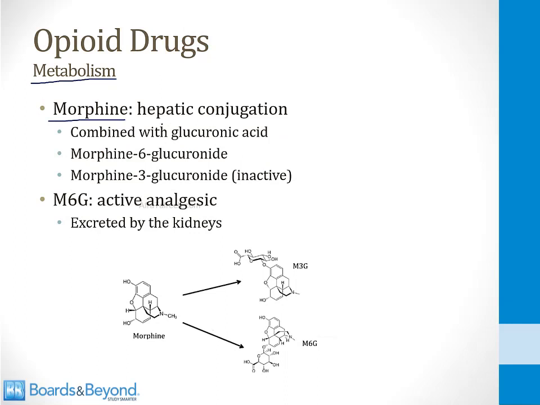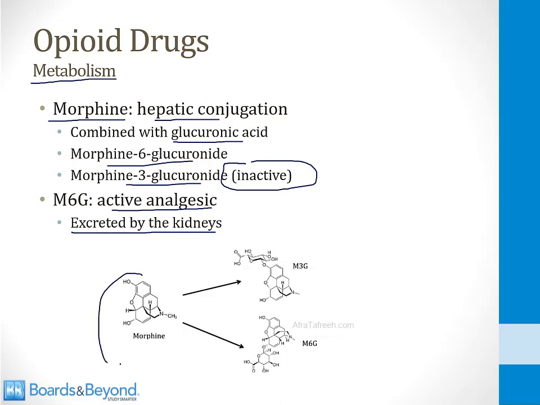Morphine undergoes conjugation in the liver where it's combined with glucuronic acid, and it can form one of two molecules, either morphine 6-glucuronide or morphine 3-glucuronide. Now M3G is inactive, however M6G is an active analgesic with properties similar to morphine. It's eventually excreted by the kidneys, but in patients who have renal failure, one of the reasons they can develop toxicity from morphine is not from the morphine itself, but from the M6G metabolite, which is renally excreted.